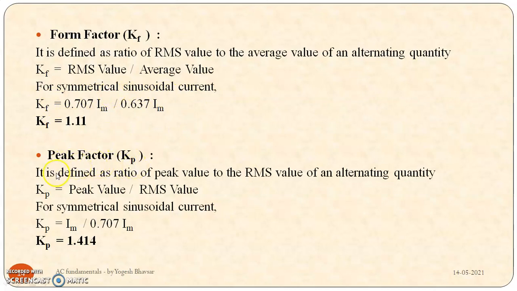Peak factor Kp is defined as the ratio of peak value to the RMS value of an alternating quantity. So Kp is equal to peak value to the RMS value. For symmetrical sinusoidal waveform, the peak value is the maximum value Im and the RMS value is 0.707 times the maximum value. So we'll calculate it and Kp is equal to 1.414. So this is the peak factor for symmetrical sinusoidal waveform only.